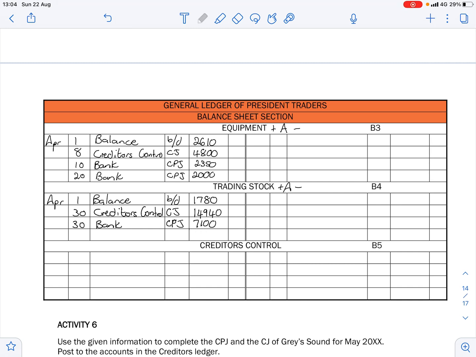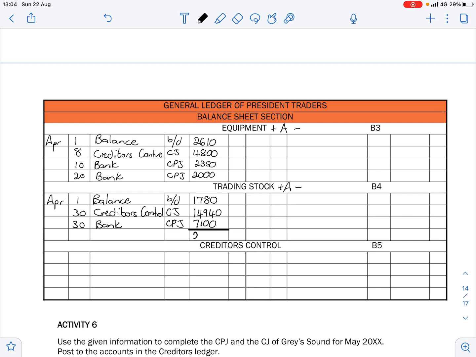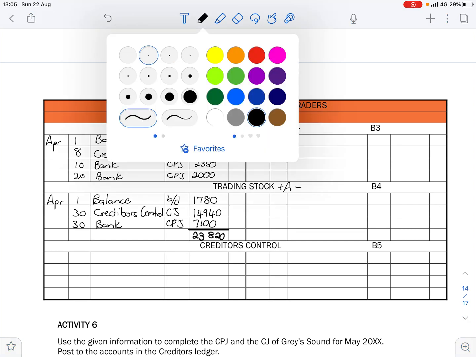So all we need to do now is total up our trading stock, assuming there are no sales. So get your calculators out. You need 1,780 plus 14,940 plus 7,100, and that leaves us with 26,820 Rand of stock. So we put in our total, and what is left is our last account, creditors control.